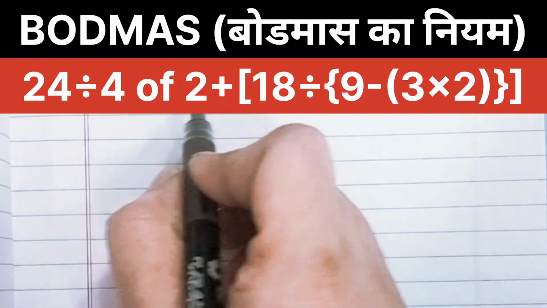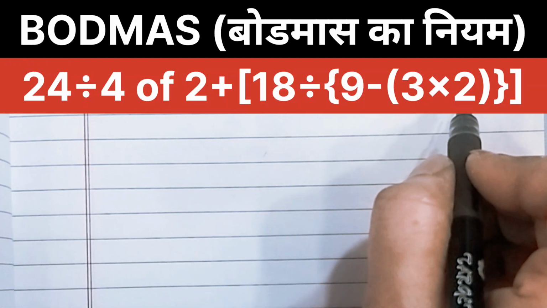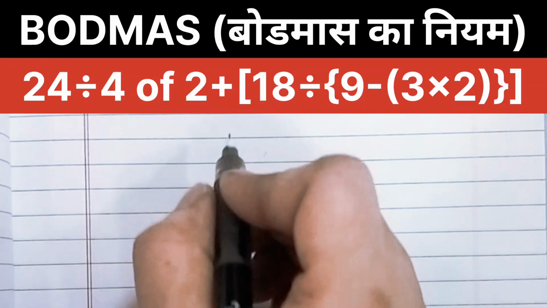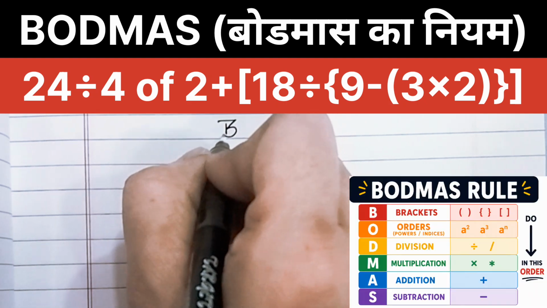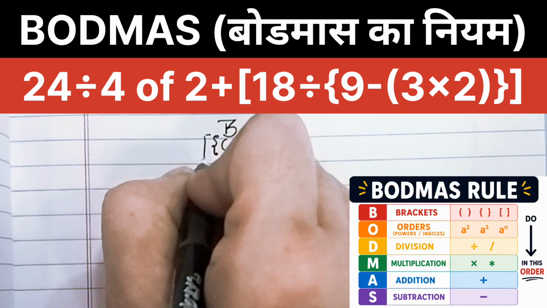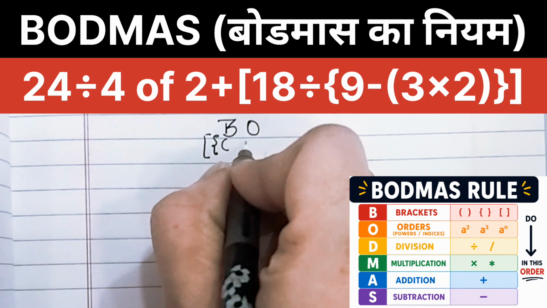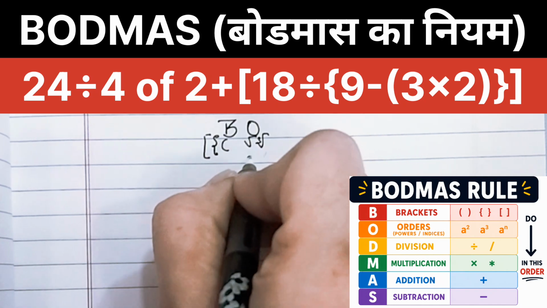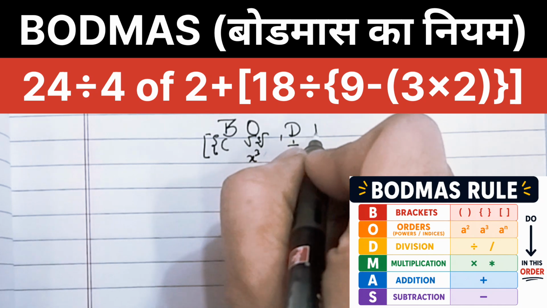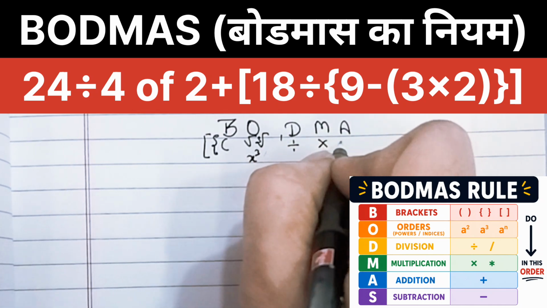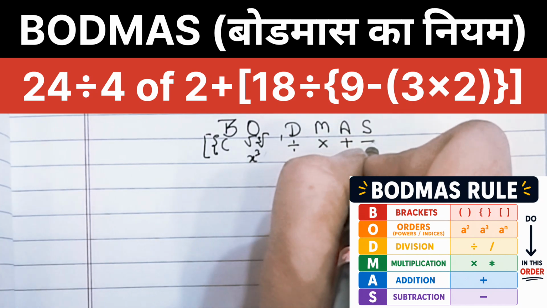Hello friends, now to solve this expression we must follow the BODMAS rule, which dictates the order of operations. First we solve brackets: small bracket, curly bracket, then square bracket. O stands for of, multiplication, or you can solve square roots, cube roots and exponents also. D stands for division, M stands for multiplication, A stands for addition and S stands for subtraction.